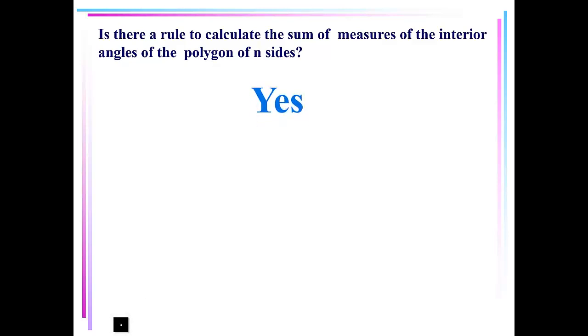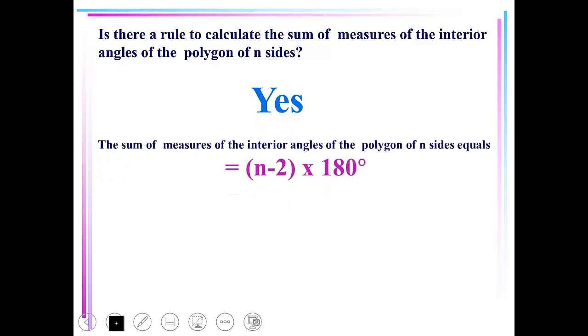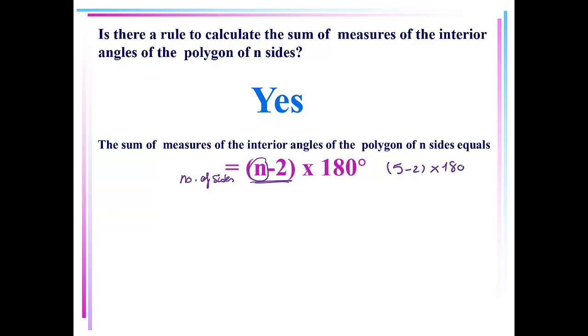How can I calculate the sum of measures of the interior angles? Simply, I do (n minus 2), and don't forget to put the n minus 2 between brackets, times 180. And n here stands for the number of sides. So for example, if I have a pentagon containing 5 sides, I'm going to calculate (5 minus 2) times 180. And the answer is going to be the sum of the interior angles of a pentagon.